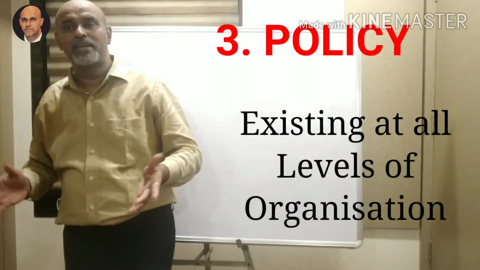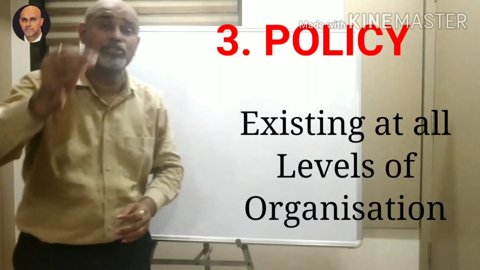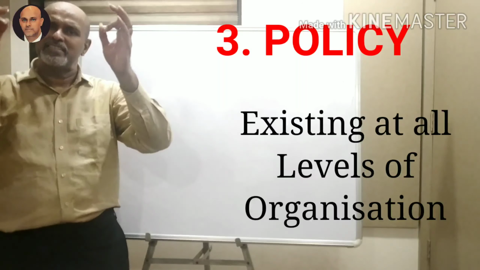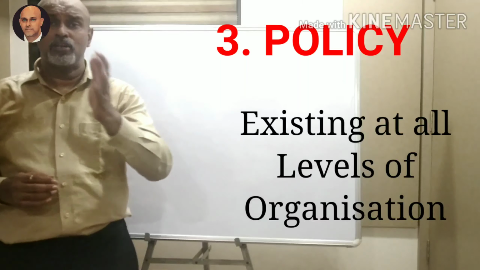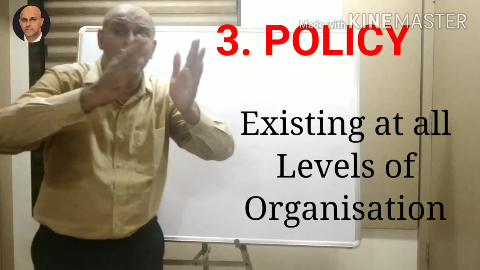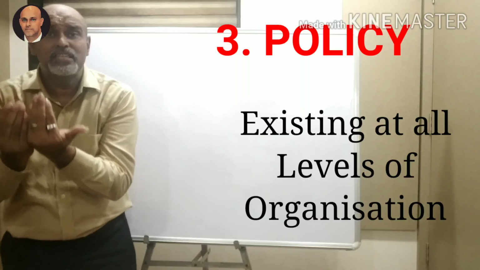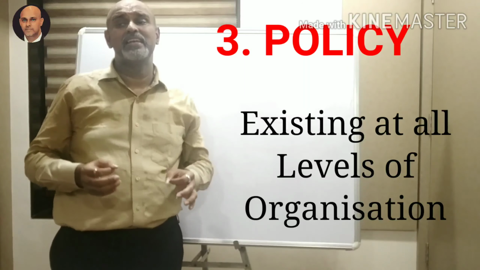All levels of organization have policies. For example, the policy of a school is to give admission to those students who have acquired 85%. So it is a very clear-cut policy. Now McDonald's, the food franchisee, is not going to give any franchise to others. It is only going to keep it to itself. So the policy is very clear-cut.